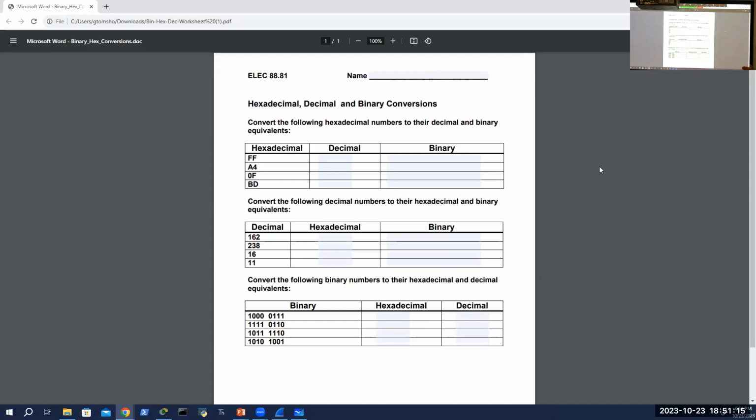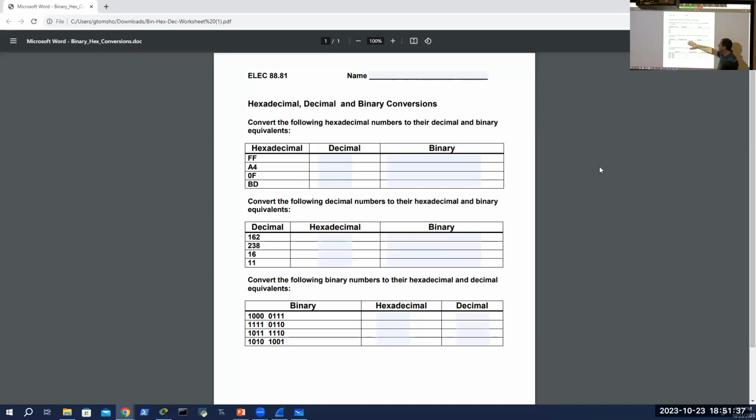2 hex digits. They're both F, which is the highest value hex digit. And so the highest value in 8 bits in decimal is 255. In binary, it's 8 ones, 1111, 1111.